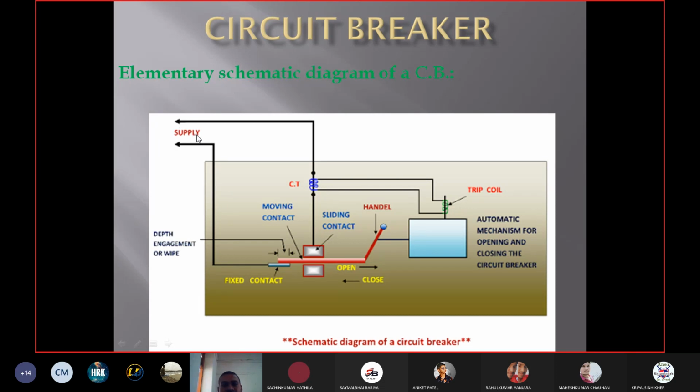Okay, now here one CT is connected. CT means the current transformer. What is the function of the current transformer? Function of the current transformer.